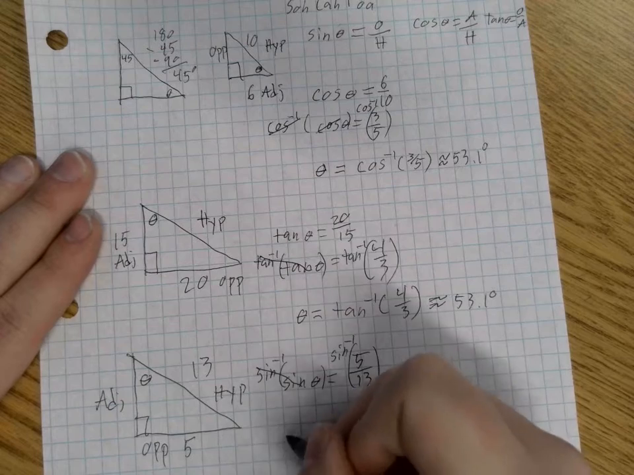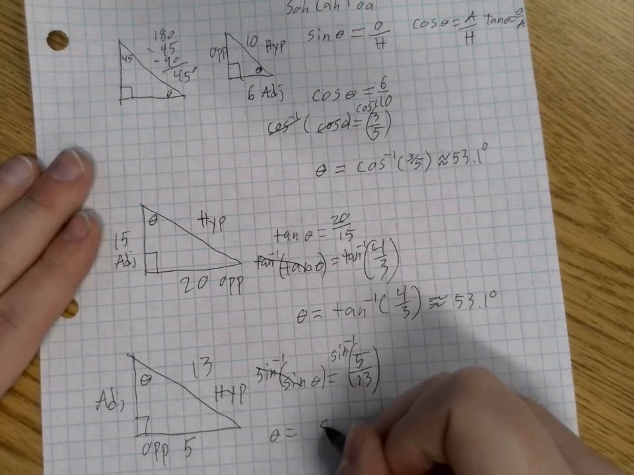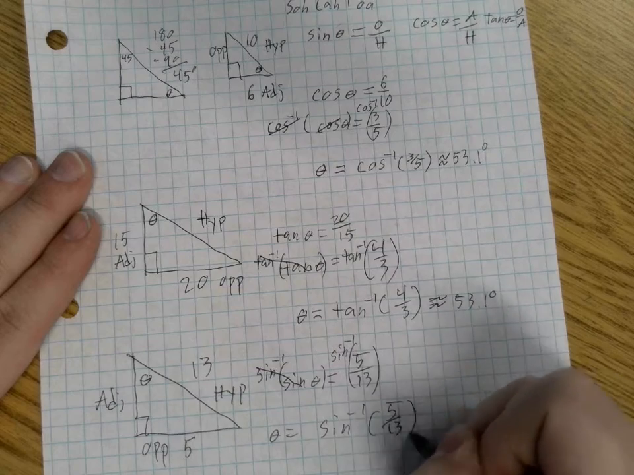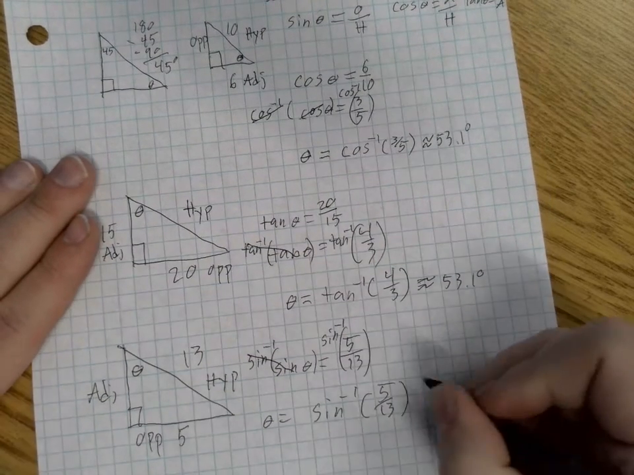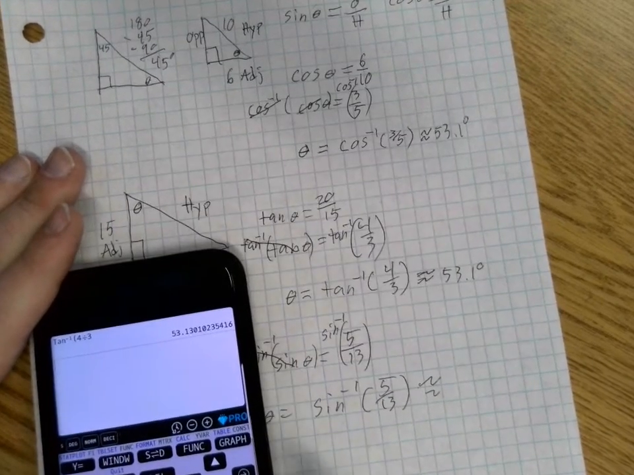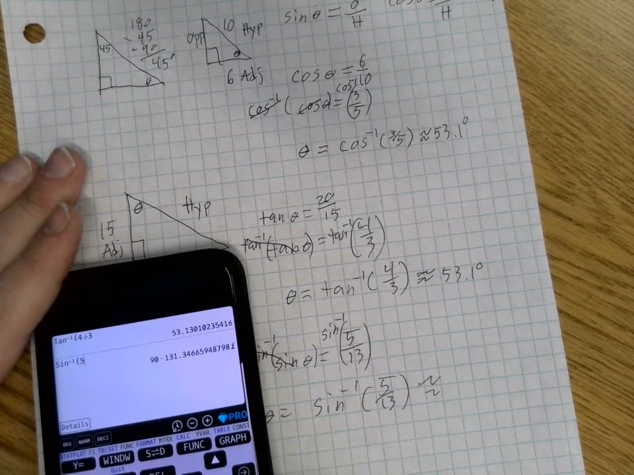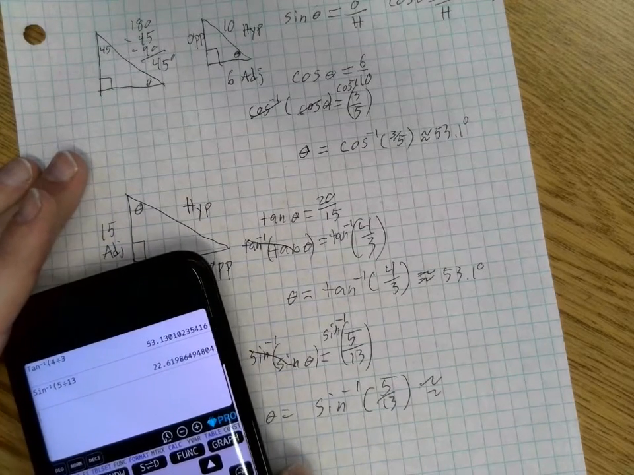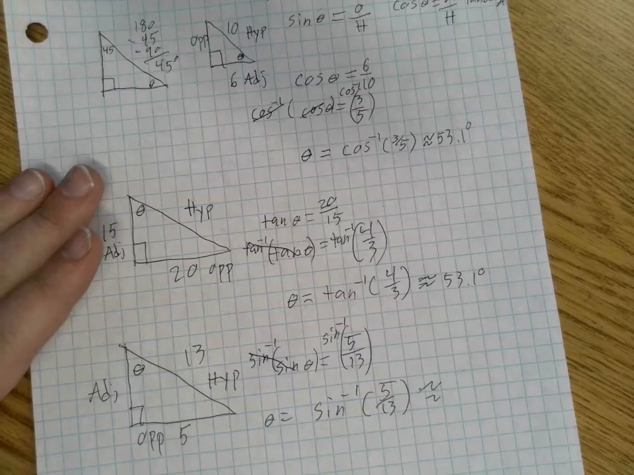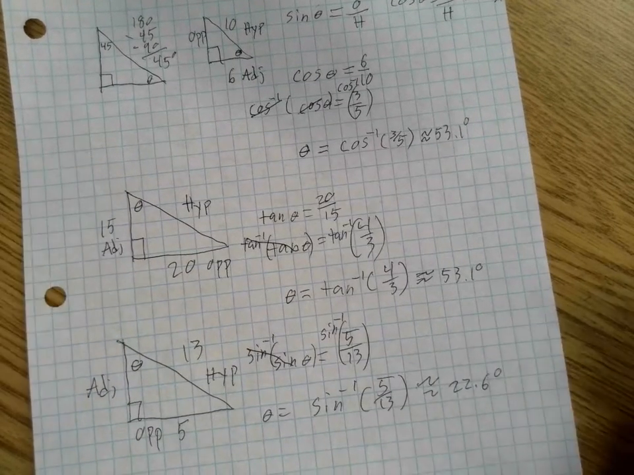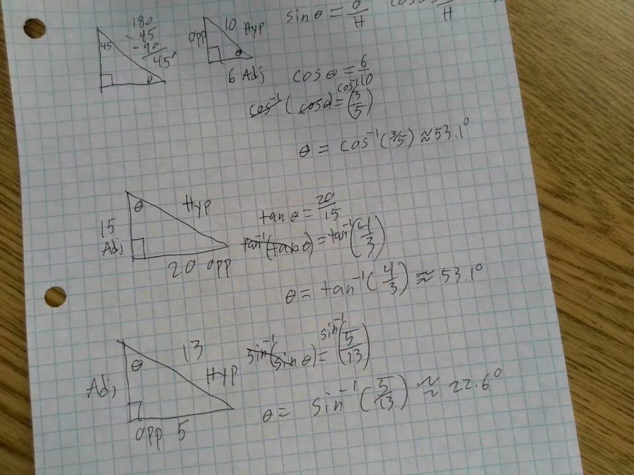Cancels out. Theta equals inverse sine of 5 divided by 13. And that's where the calculator comes in. Inverse sine of 5 divided by 13 gives us 22.62, or basically 22.6 degrees. So, there we go.